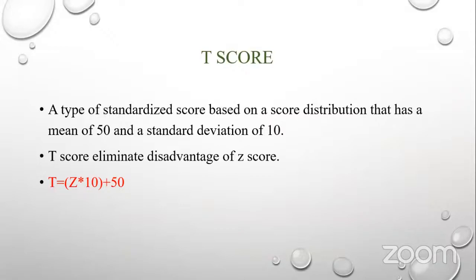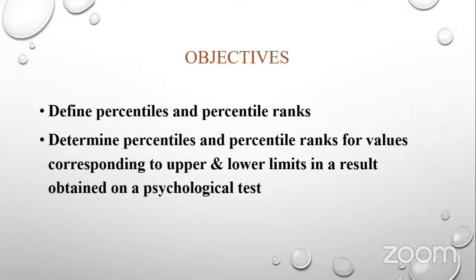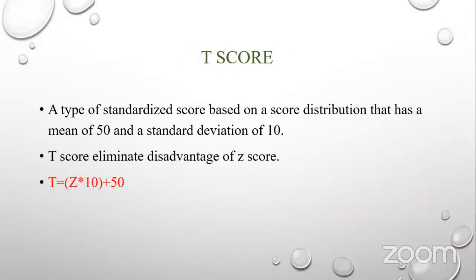Next, we will be moving on to the calculation of T. First, we will find the Z score. Then after finding the Z score, we will find the T-score.